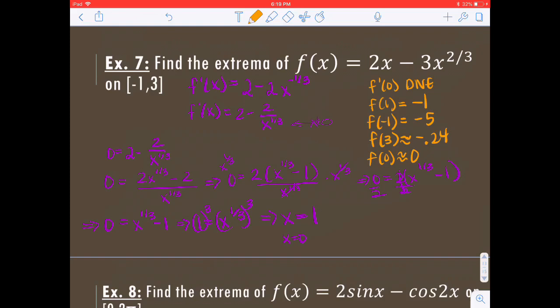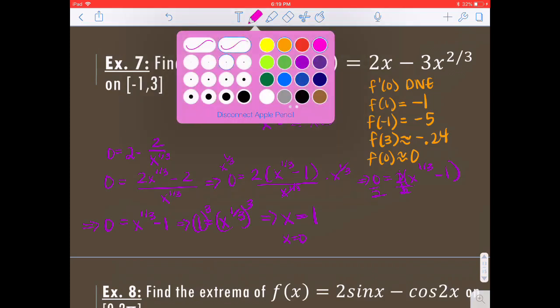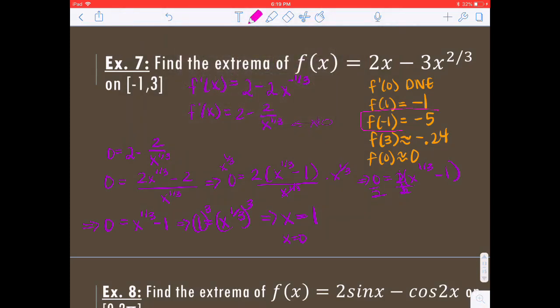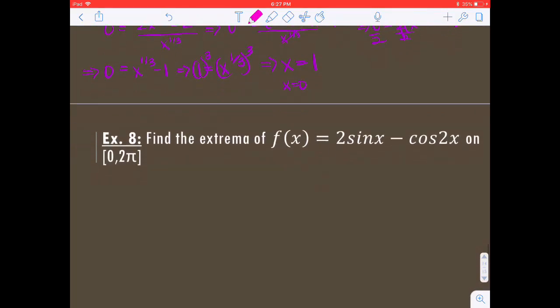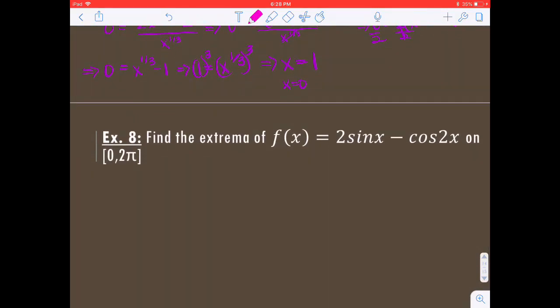So with doing this work, our lowest value is negative 5 here, so here is our minimum. And for our highest value, this 0 is the biggest one, so there's your maximum.